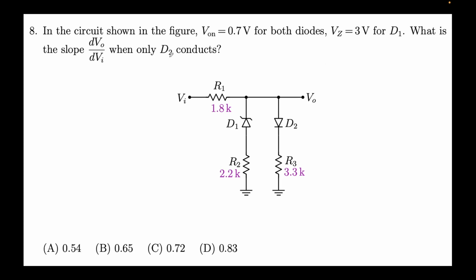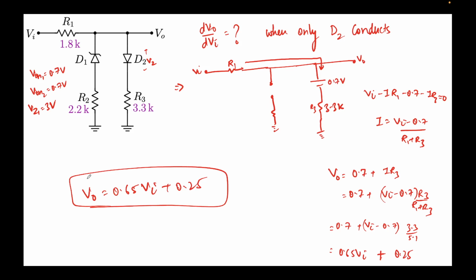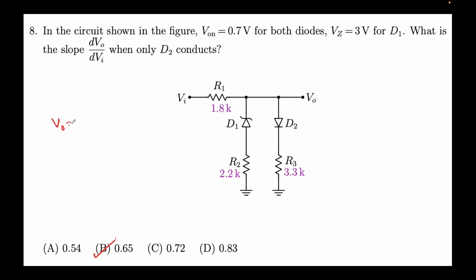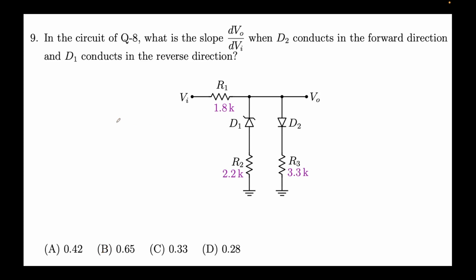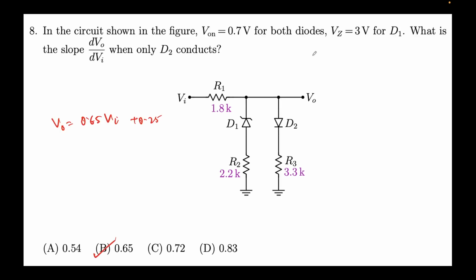And so we are required to find the slope. So we found the slope as 0.65 because this was the expression. I'll write this again here, 0.65 Vi plus 0.25 volts. So you can see the slope is 0.65, right? So now, the second leg of this problem. Do we have any doubts regarding this problem, problem 8?